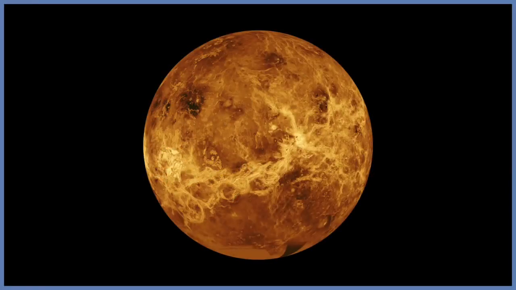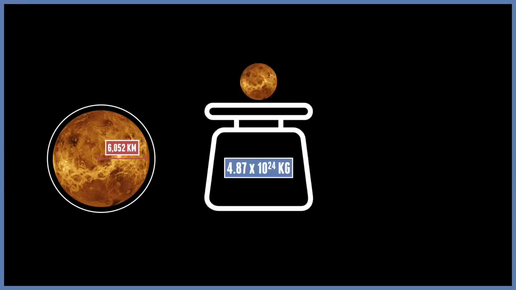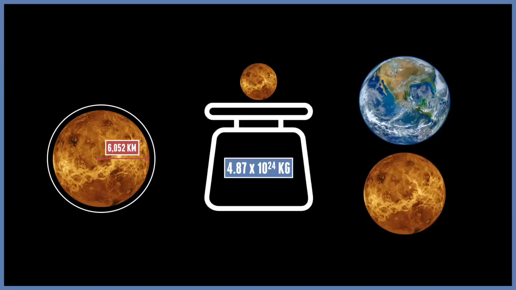So what's the gravity like on Venus? So Venus is a very similar planet to Earth, and it's often known as the Earth's twin. Venus has a radius of just over 6,000 kilometers, and has a mass of 4.87 times 10 to the 24 kilograms. And as you can see, it's pretty much the same size as Earth, but just a tiny bit smaller.